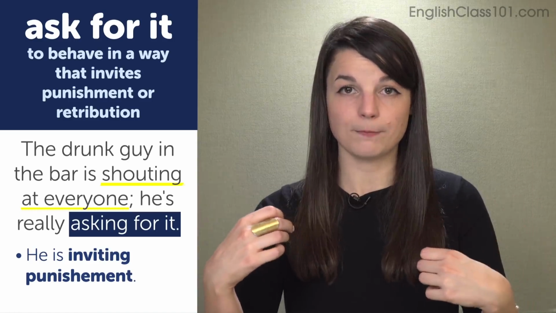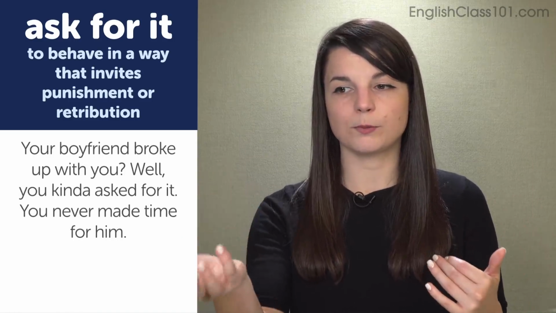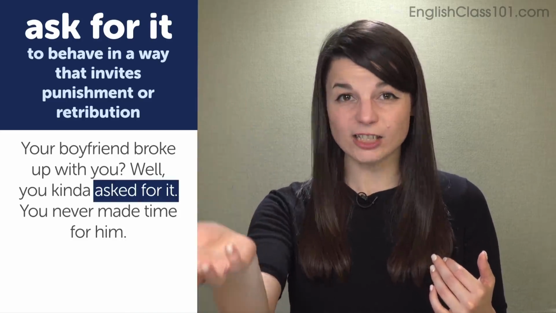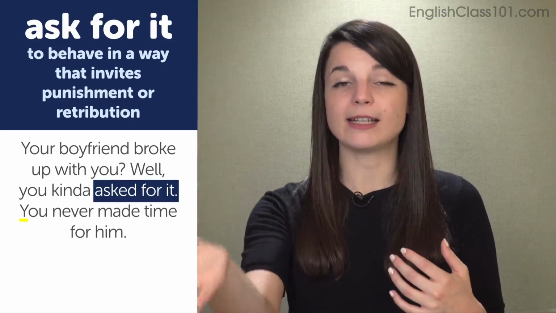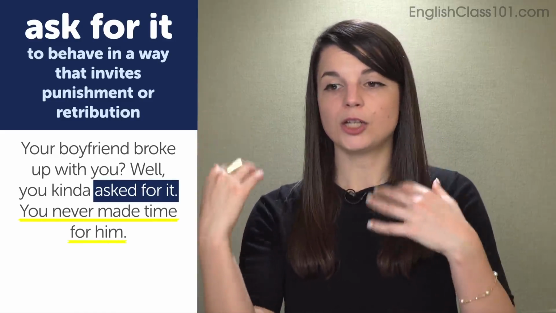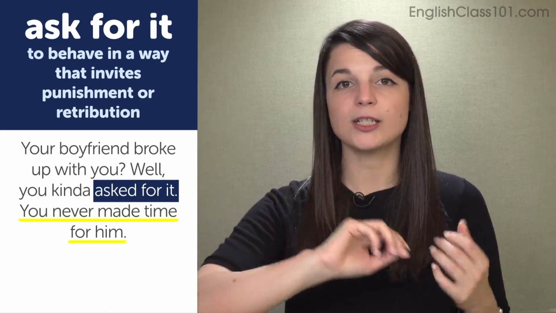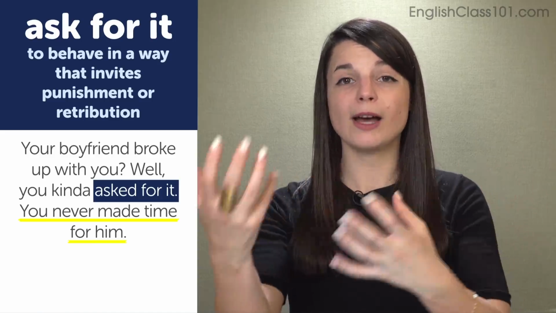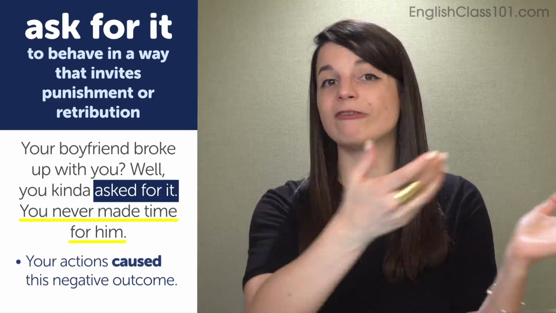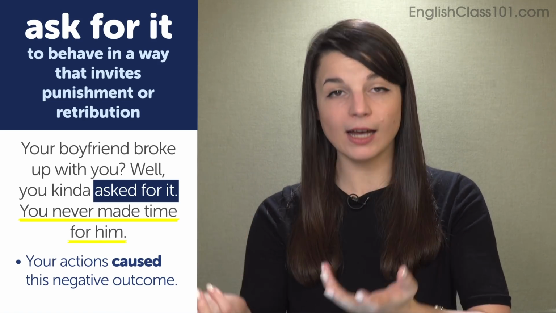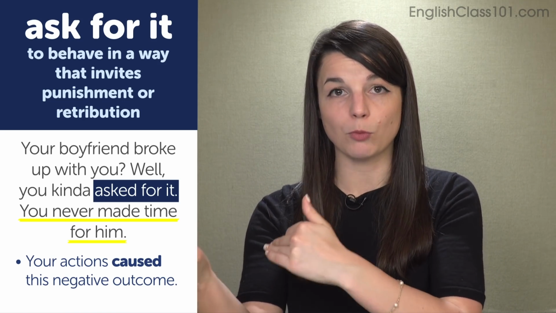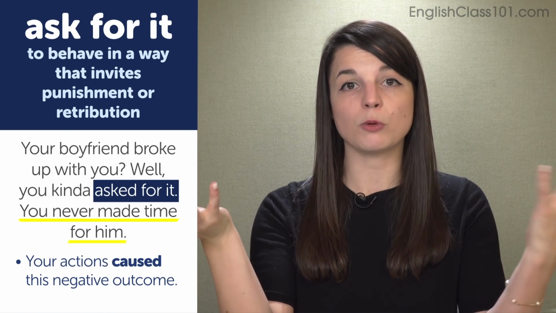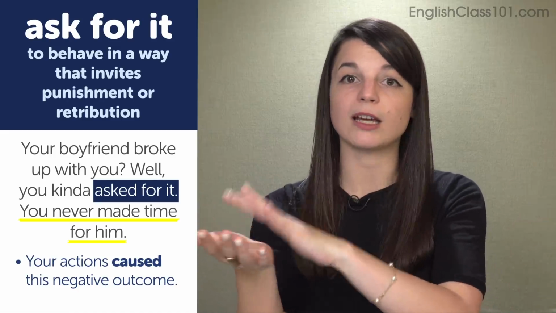In the second sentence, a speaker is probably having a conversation with someone, and they say, you broke up with your boyfriend? Well, you kind of asked for it, past tense, because you didn't make time for him. You didn't make any time for him shows that perhaps in the past, the listener did not behave in a way that invited a positive outcome, meaning you asked for your boyfriend to break up with you, or you invited this negative outcome because of your actions. You did not make time for your boyfriend, therefore he broke up with you. So you did not have the correct behavior. You invited a negative outcome because of your actions.